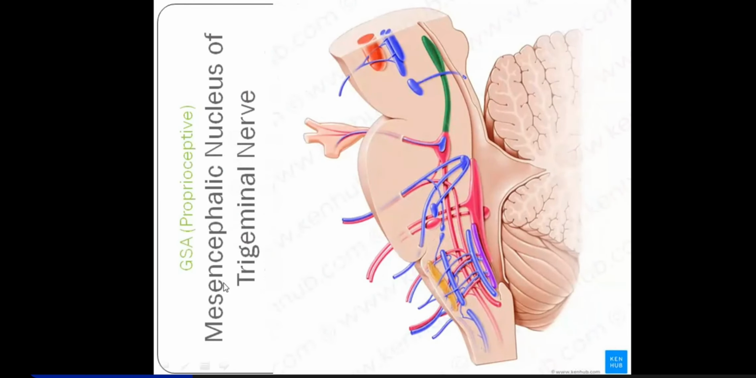Now about the general somatic afferents. General somatic afferent we are talking about is the proprioceptive sensations. These are sensations from the muscles derived from the second branchial arch, and they will be brought in through the facial nerve, but they will relay in the mesencephalic nucleus of the trigeminal nerve. This you can say is a trigeminal nerve nucleus which ascends up in the midbrain, reaching up to the level of the superior colliculus. Got it? Okay.